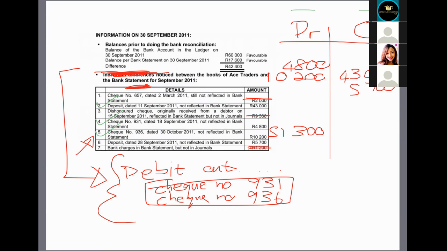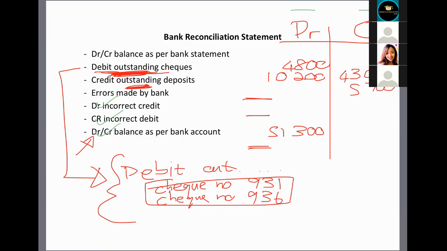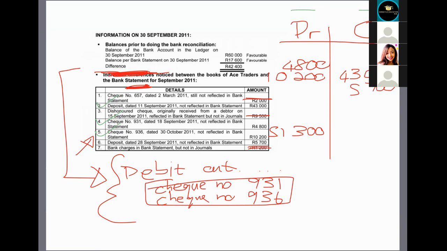Now, you know what we forgot to do in the beginning? We forgot to debit or credit our balance as per bank statement. So let's do that. So we go to this first point there and we see if it was a debit or credit balance. So we look at the 17,600, which is the balance as per bank statement on the 30th of September. It says it was a favorable balance. So do you guys think we're going to debit it or credit it?